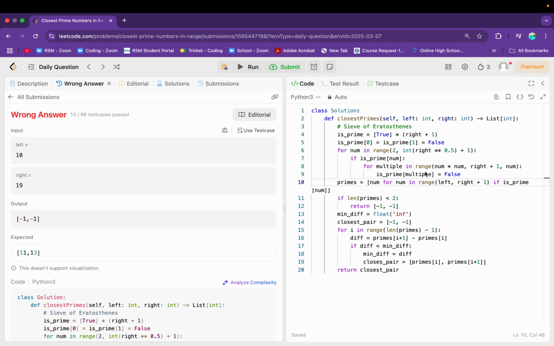So we're saying that's false to the integer. We have the integer if it's prime. Num times num. Right plus 1. Num, it's all fine. To be false. Num for num in the range from left to right plus 1 if is prime at num. Yes. Diff 30. Okay, so let's go ahead and see what's the error here. Sorry about that, guys. Again, feel free to just fast forward this portion.